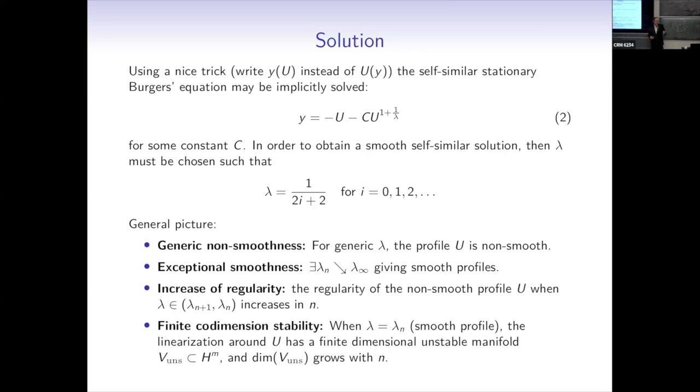So the ground state, this is in the mathematical physics literature, the first lambda, the ground state will be as stable as it can be. Then the first excited state will be more unstable. The second excited state will be even more unstable, and so on and so forth. So the dimension of the unstable manifold is going to grow as we move across these solutions with n. Okay, so that's kind of the meta picture in this business of self-similar solutions.